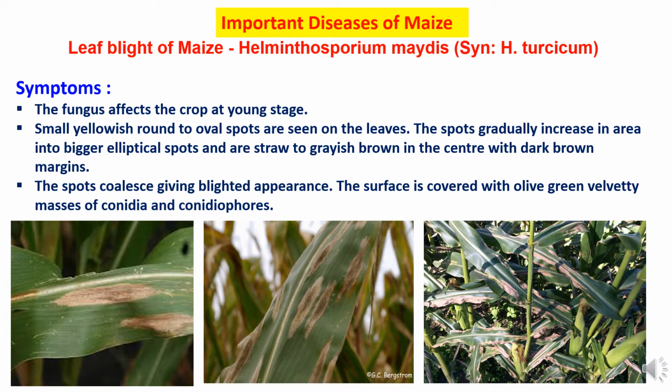Small yellowish round to oval spots are seen on the leaves. The spots gradually increase in area into bigger elliptical spots and are straw to grayish brown in the center with dark brown margins. The spots coalesce, giving a blighted appearance. The surface is covered with olive green velvety mass of conidia and conidiophores.